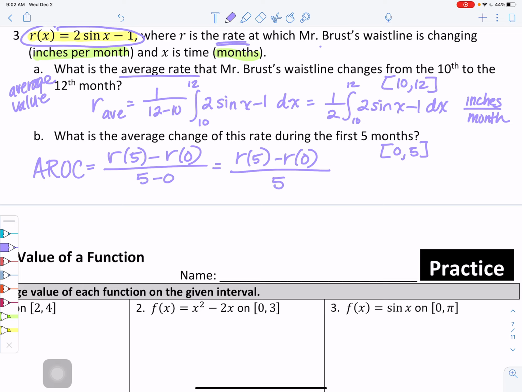And think about these units. This is inches per month, so it's per month squared. And that concludes part 2.